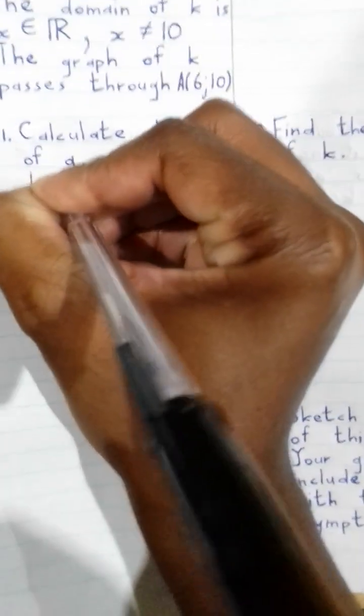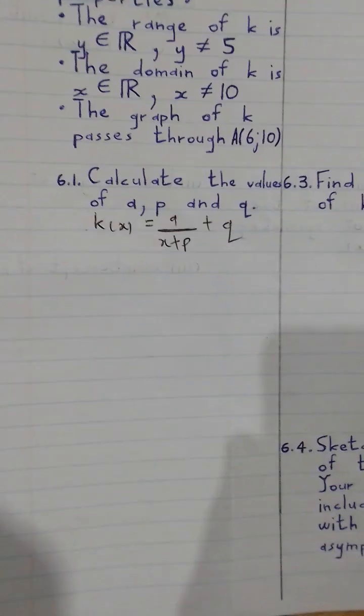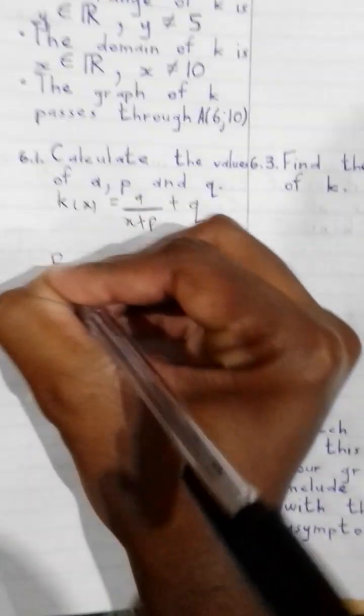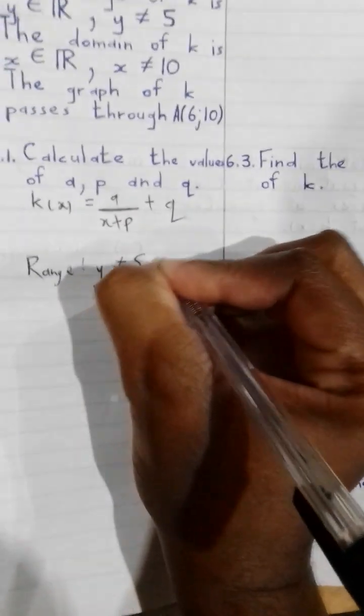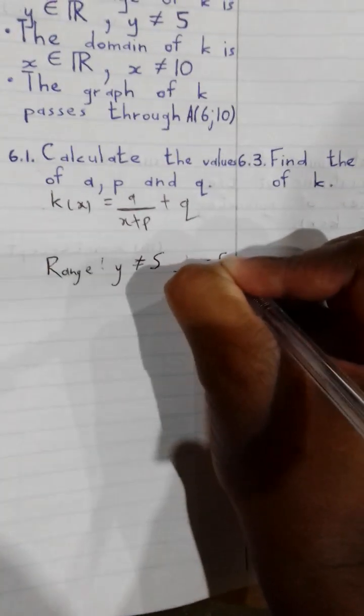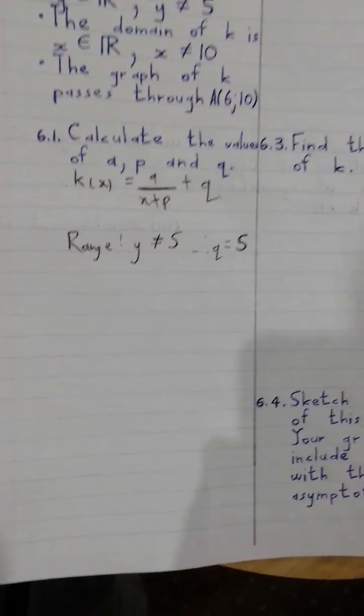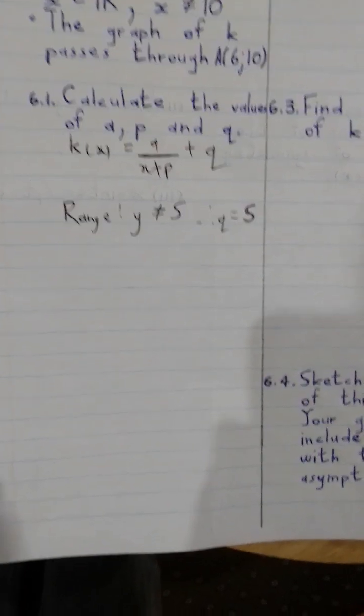So let's write the equation first. K of x is equal to a over x plus p, then plus q. The range is y is not equal to 5, so it follows that q is 5, because the graph will never touch the line y is equal to 5.